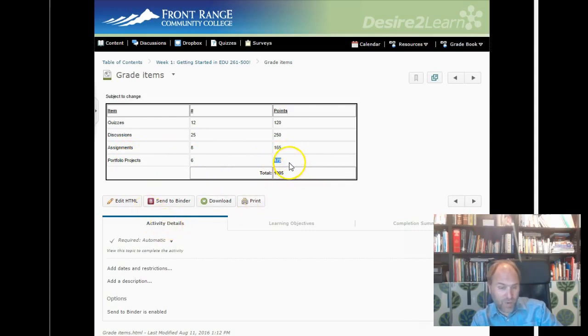Now, the portfolio projects, you'll notice that they're worth almost half the total of the course. The purpose of this is you're developing a professional portfolio, something that's going to be put out on the web, so when you're applying for a job, you can show your potential employers what you can do with technology as a teacher. And so that is essentially the entire focus of this course, integrating technology into teaching.